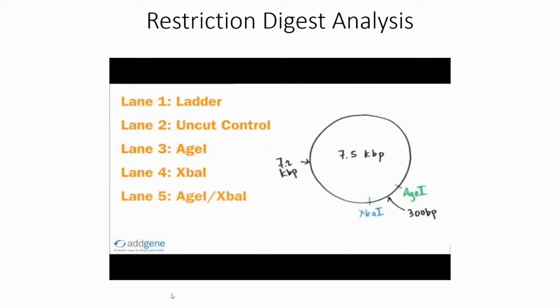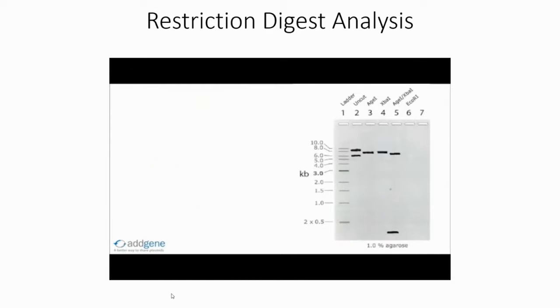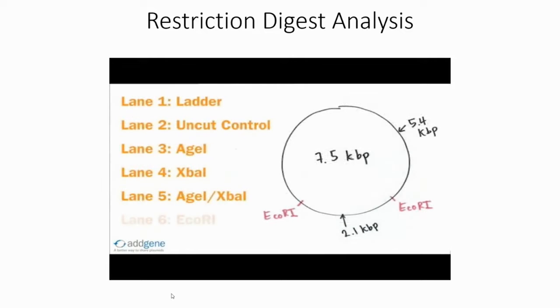Lane 5 is the double AgeI XbaI digest. According to our map, we would expect two products, a 7.2 kb band and a 300 base pair band. Since these two fragments appear in a 1-to-1 molar ratio, we know the 7.2 kb band will be 24 times brighter than the 300 base pair band, because it is 24 times as large. This means that if we don't have a bright enough 7.2 kb band, we might not even see the 300 base pair band. Lane 6 is the EcoRI digest.